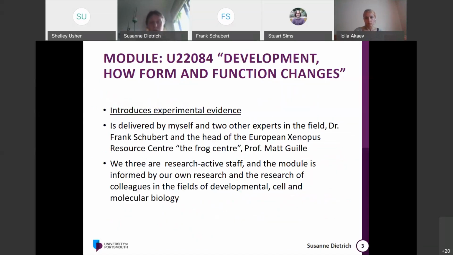Now, in this module, we do not just teach textbook knowledge. To the opposite, we very much introduce experimental evidence, and we want to guide the students towards understanding how experimental evidence is the backbone of any scientific conclusions. The module is delivered by myself and two other experts in the field, one being the head of the Center, also known as the Fox Center, Professor Matt Gill. The three of us are all research active staff, and so the module is informed by our own research and also the research of others in the field of developmental biology.